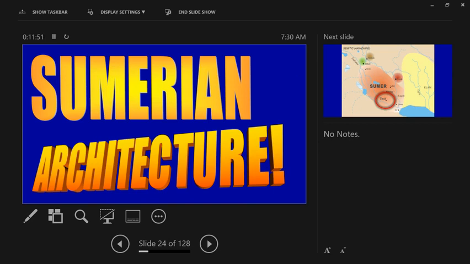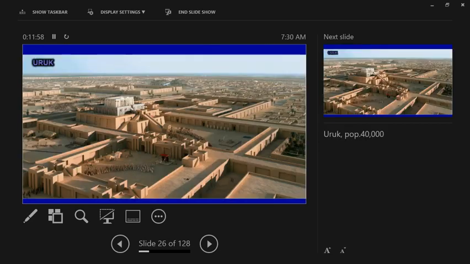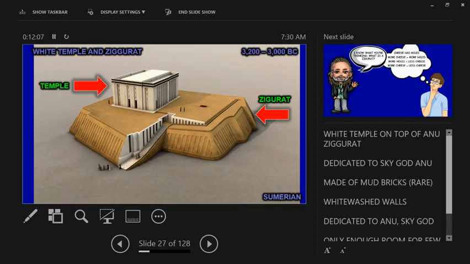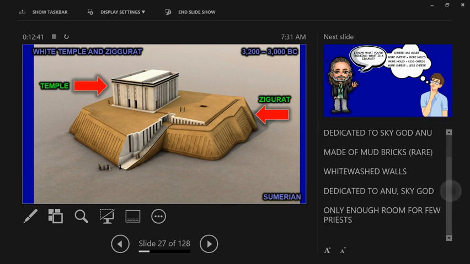We're going to go to Uruk, and this is the city of Uruk, what they think it would have looked like back then. Had a population of 40,000. And we are going to look at the White Temple and Ziggurat. All right, it's a white temple on top of the Anu Ziggurat. It was dedicated to the sky god Anu. It's made of mud bricks, which is rare, and it has whitewashed walls. We'll look at the inside of it in just a second.